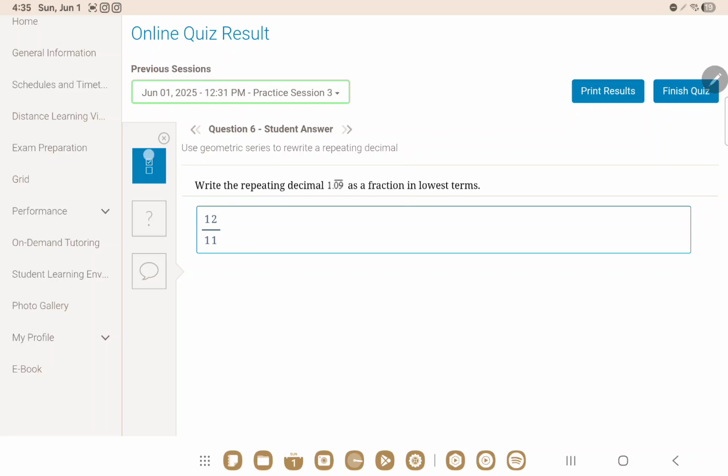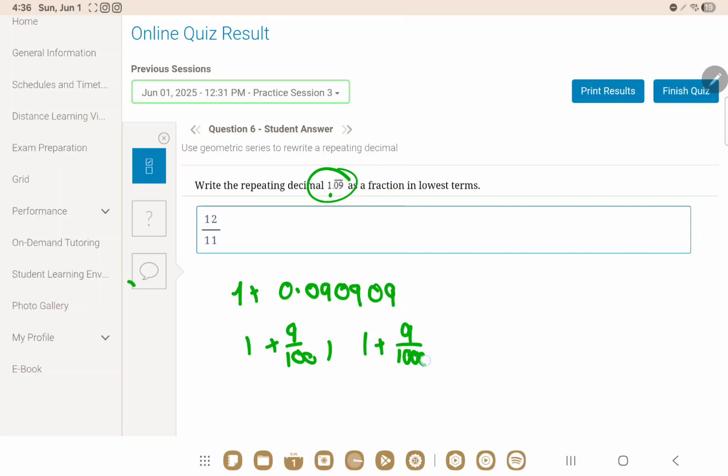Now for this question, write this repeating decimal. Now what part of a repeating decimal is a geometric progression? It's the part that repeats. 1 doesn't repeat, so our geometric progression is 1 plus 0.090909. What is 090909? Isn't it just 9 over 100? So our geometric progression is 1 plus 9 over 100, then 1 plus 9 over 10,000, which is 4 zeros, then 1 plus 9 over, and you keep adding 2 zeros as you go, right?